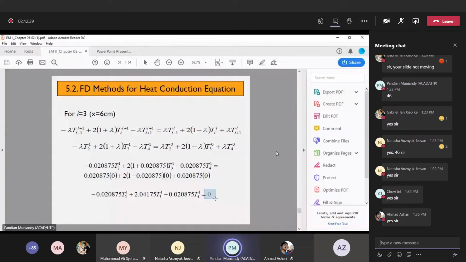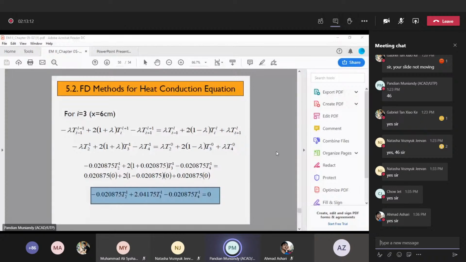Minus 0.020875 T2 plus 2.04175 T3 minus 0.020875 T4 equals to 0. Can you get this equation, class? Could you please verify this? Can you verify, please?